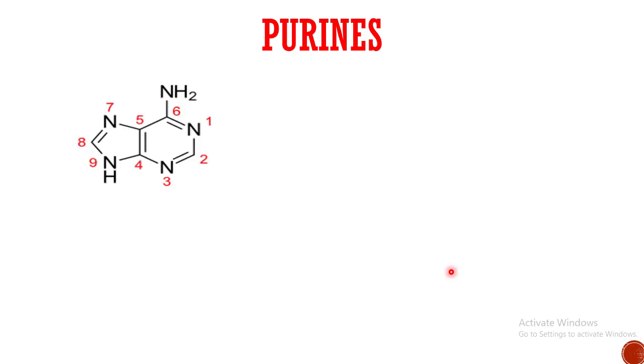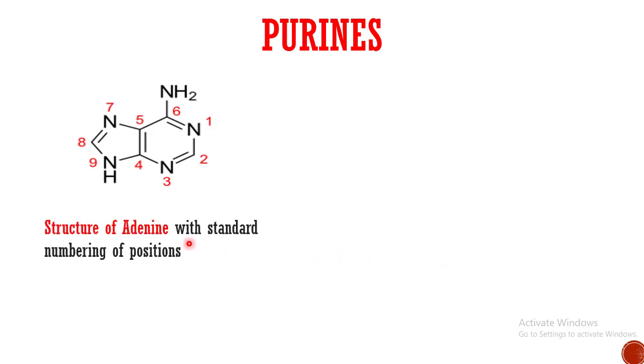Which kind of purines are there in the nucleic acids? The first important purine present in the nucleic acid is known as adenine. And this image shows you the standard structure of adenine with the standard numbering of the positions. The numbering starts from this particular nitrogen, the first nitrogen of the pyrimidine ring, and goes on like 1, 2, 3, 4, 5, 6. So there are 6 atoms in the pyrimidine ring, and then you have the 3 over here, like 7, 8, and 9. So this is the standard numbering of the positions in adenine.